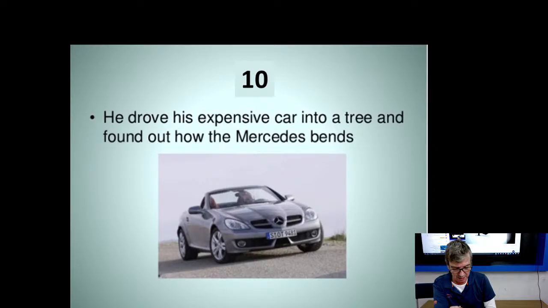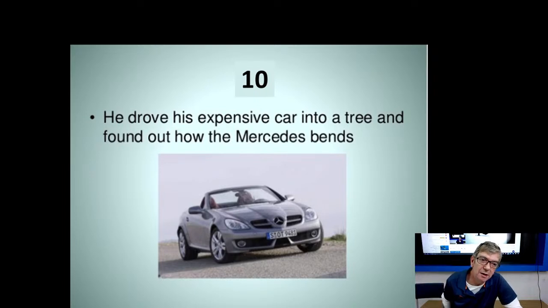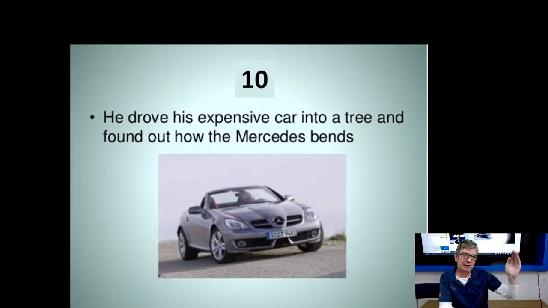Number 10. He drove his expensive car into a tree and found out how the Mercedes bends. He found out how the Mercedes bends. The bend is like when you bend something. He's bending it around a tree. It's a wrap around a tree.